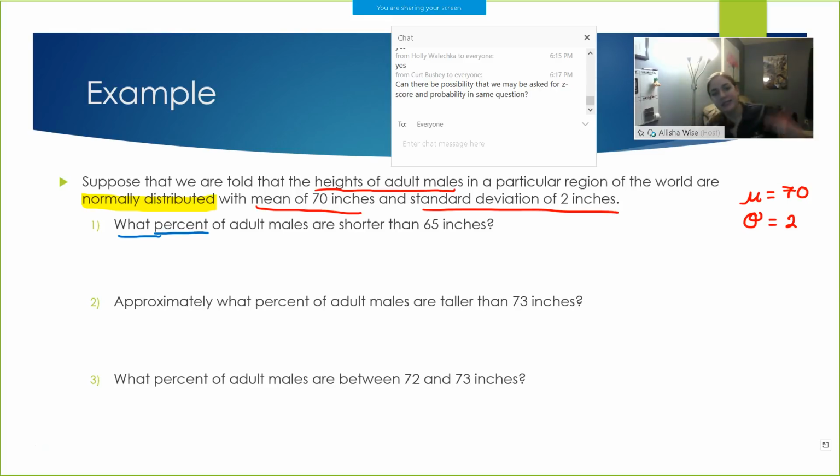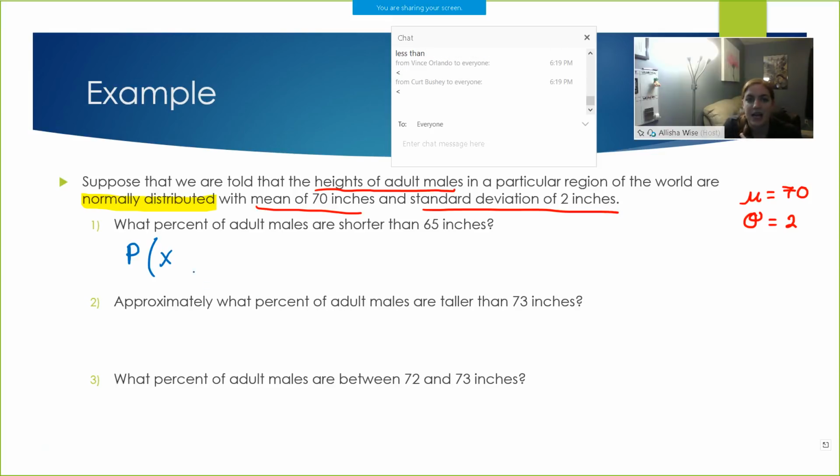Okay, so what percent of adult males are shorter than 65 inches? So they're asking what is the probability. Percent is the same as probability. They all start with P, so you're in the right mindset here. So my normally distributed x value is shorter. So what inequality should I use there for shorter? Less than, yep. So less than 65. Smaller, shorter.